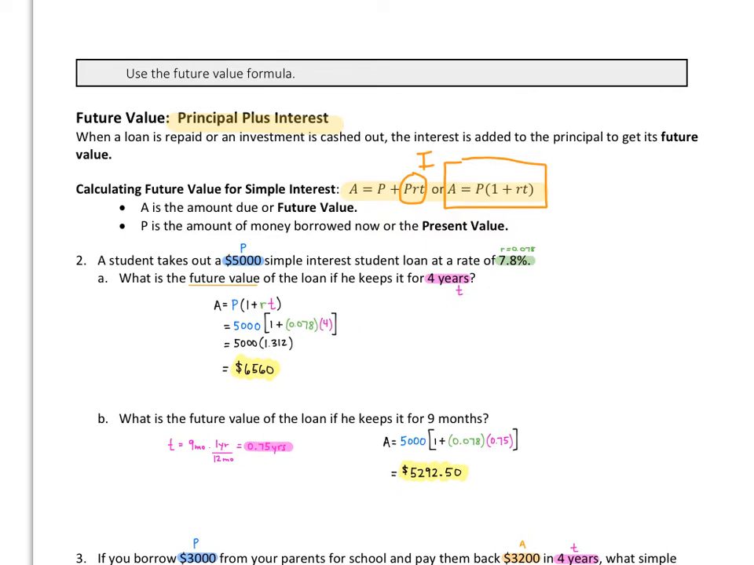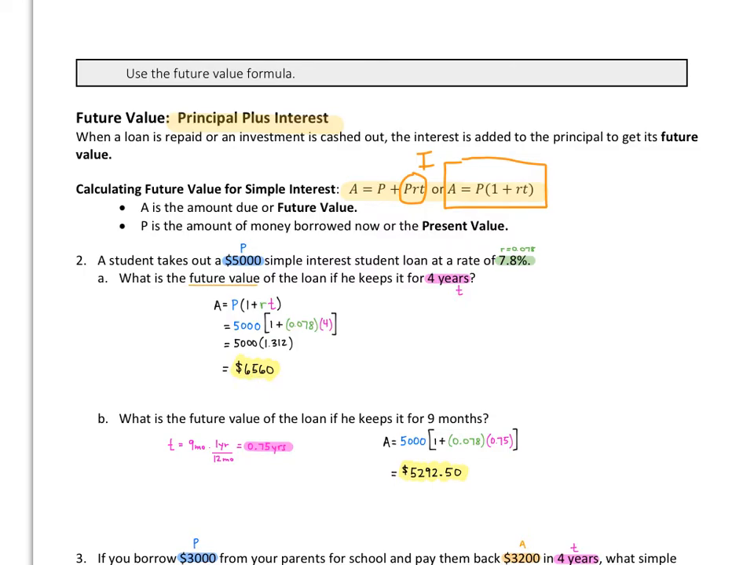All right, so we know P is 5,000 times the quantity 1 plus R is 0.078, T is 4. So if we wanted to plug that into our calculator and multiply it by 5,000, we would get $6,560. So after I'm done borrowing this money, that's how much I have to pay back in total. The $5,000 that I borrowed plus the interest.